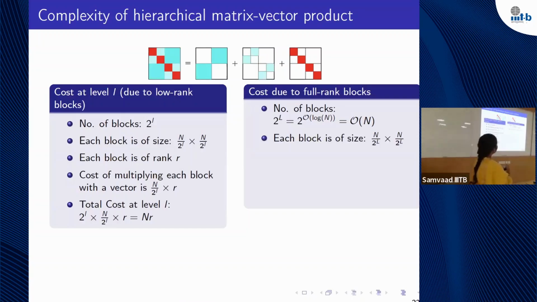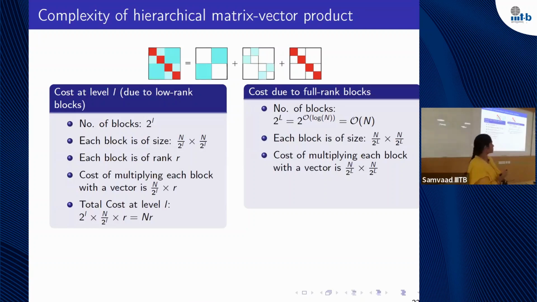And the block size is n by 2^L cross n by 2^L. The cost of multiplying this full rank matrix is n by 2^L cross n by 2^L. Because this is a full rank matrix, if you have an n cross n matrix, multiplying it costs order n square. So here you have an n by 2^L cross n by 2^L sized matrix, so its cost of matrix vector product is this. And you have 2^L such blocks, so you multiply 2^L times this. And this simplifies to n as your cost for multiplying this matrix.